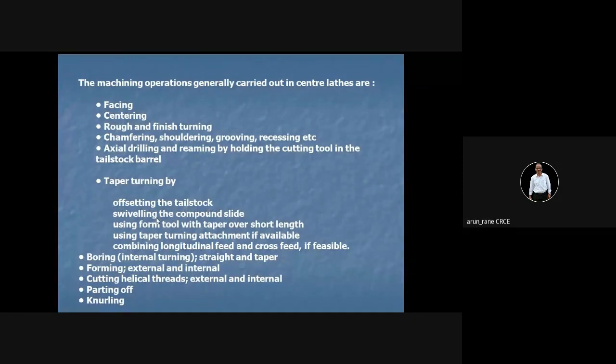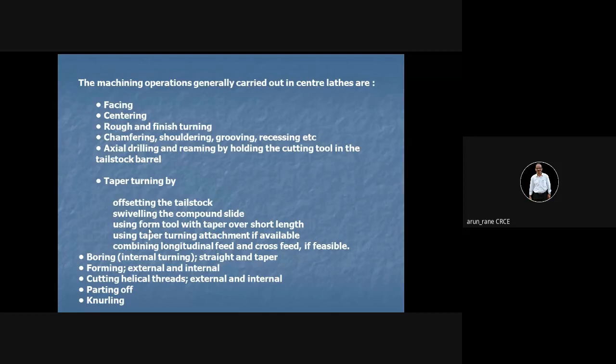Then another method for taper turning is swivelling the compound slide. Swivelling the compound slide means you can rotate the compound slide. This is the most popular method we use. The slide on top, which is called the compound slide, also called the top slide, is swivelled. And then you have to move that compound slide manually so that you get the taper. This second method is widely used.